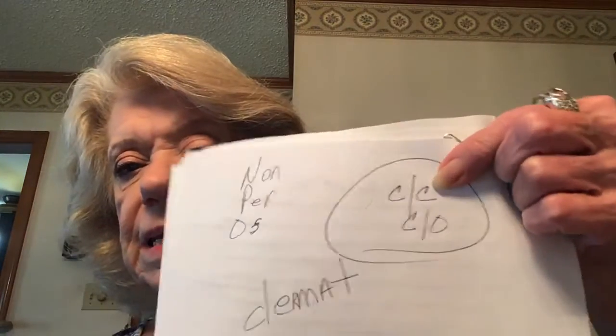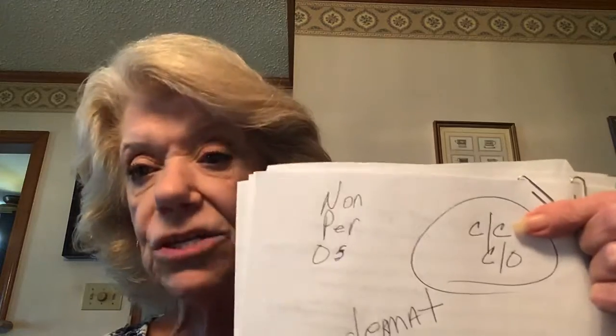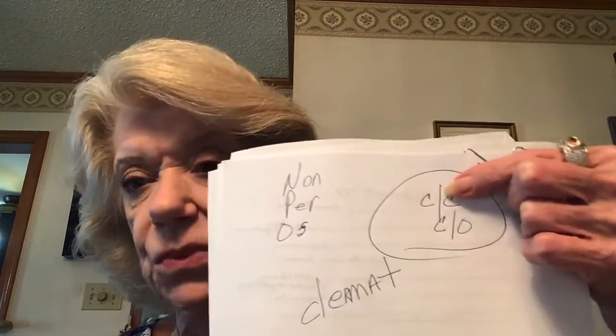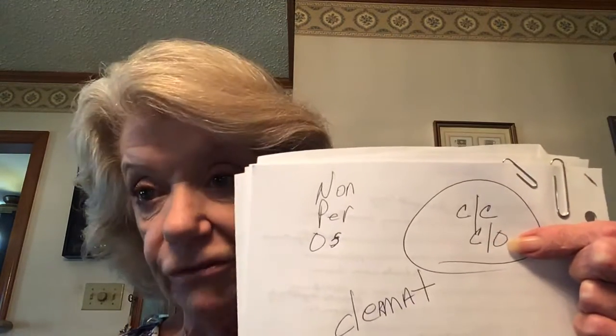Now, let me show you some that are not on here that are really important, all right? I'll show you right here. This right here. C/C or C/O. That's when the patient comes in, you want to get their chief complaint. That's what CC is. CO means they're complaining of, okay? I'm going to show you a few other ones.